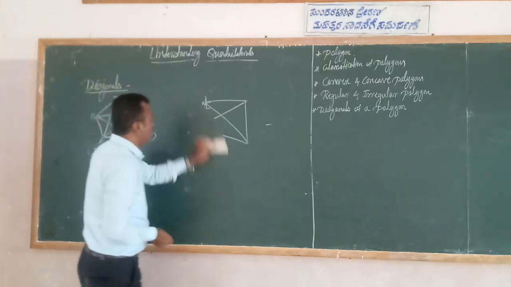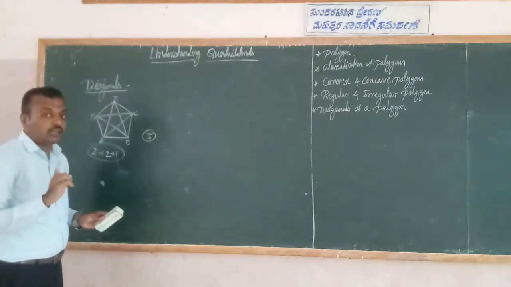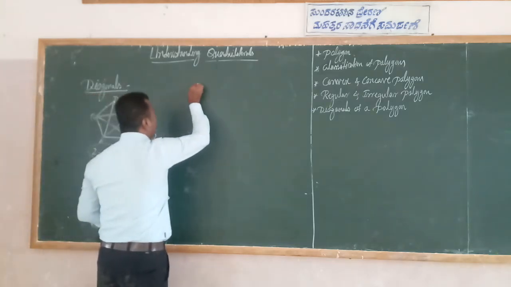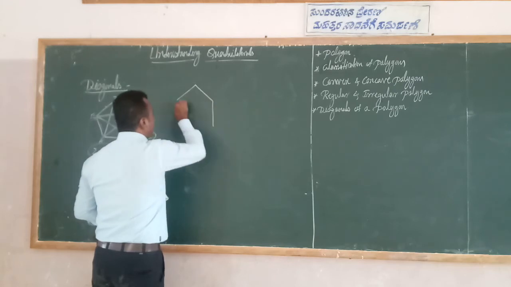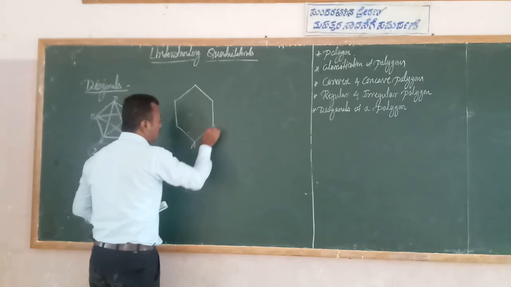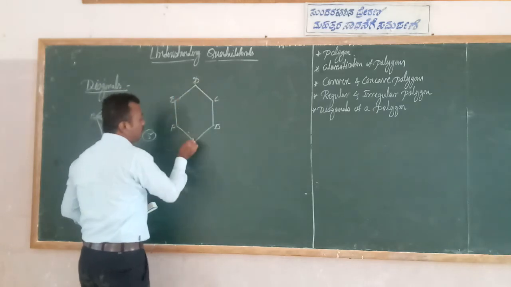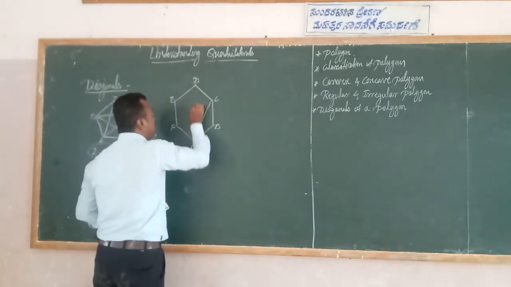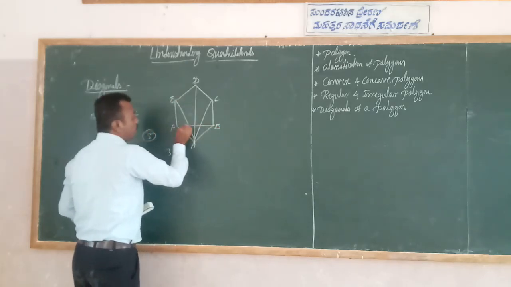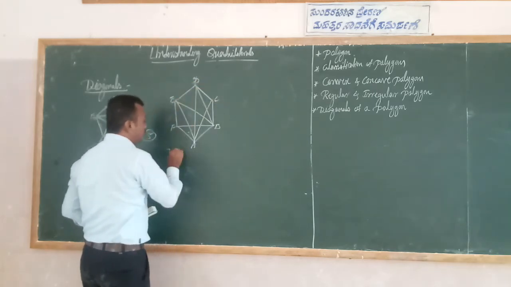Next, like that, 5 diagonals in the pentagon, 2 diagonals in the quadrilateral. In a triangle, we cannot get any diagonals. Next, hexagon. Come to the hexagon. This is A, B, C, D, E and F. See students, from A to C, A to D and A to E. So there are 3. Next, come to B. B to F, B to E and B to D. So this is also 3.